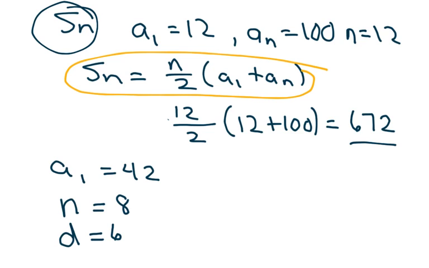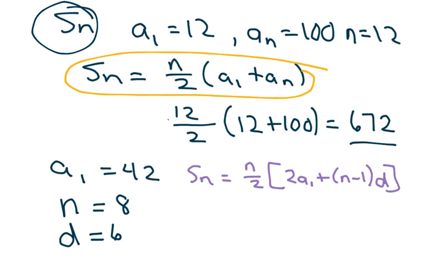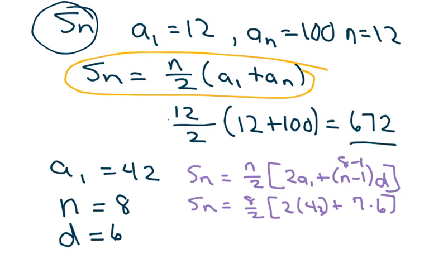S of n equals n over 2 times 2 a sub 1 plus n minus 1 times d. And when I plug everything in, I get 8 over 2 times 2 times 42 plus 7 times 6. So this would be 8 minus 1 here. And that would give you 440 when you do all the math on that. Okay?